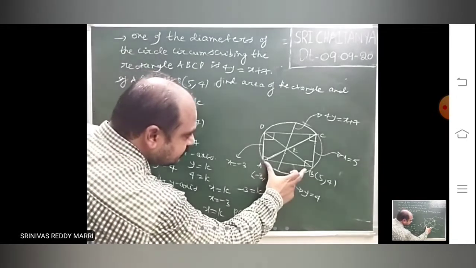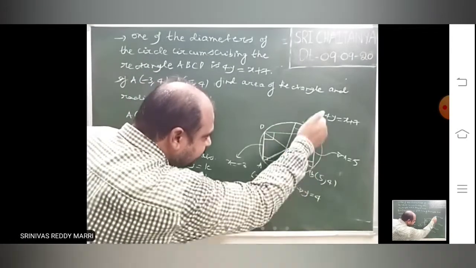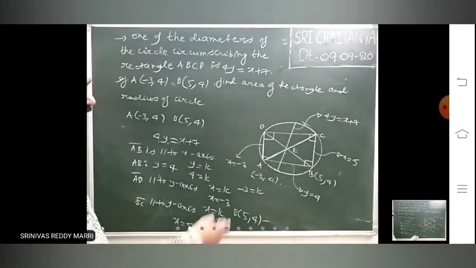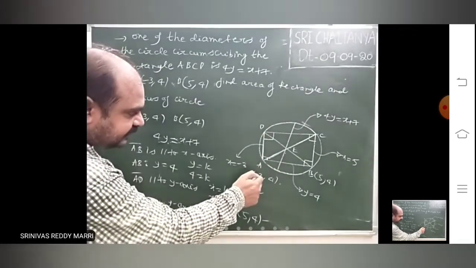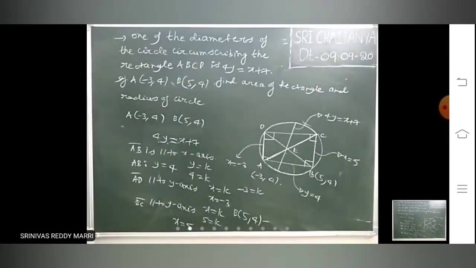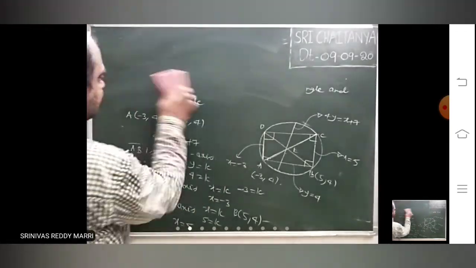Right? This you know first. This you know from the given information y equal to 4. This is perpendicular. This is perpendicular. Therefore these will be parallel to y-axis. That means equations are what? Parallel to y-axis means x equal to this x coordinate minus 3. X equal to this x coordinate 5. So this you know. So now D point.